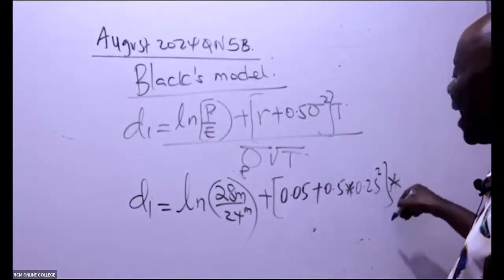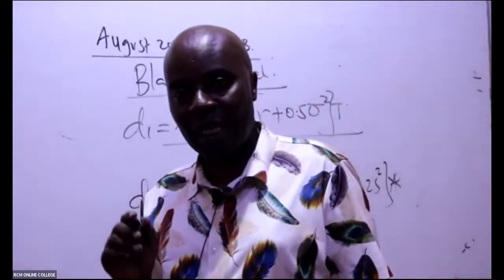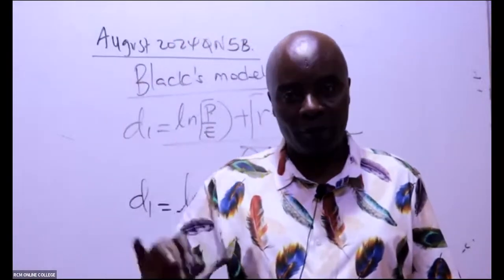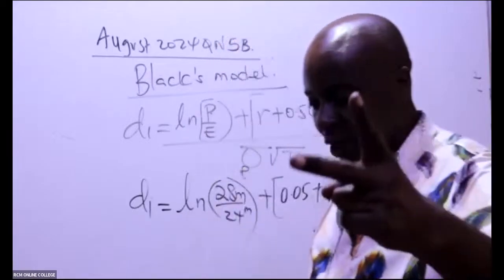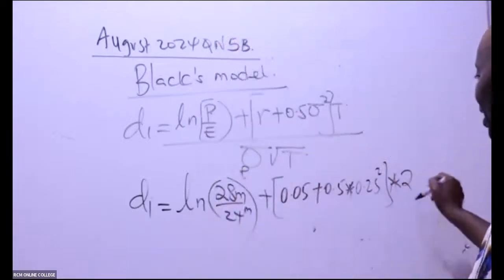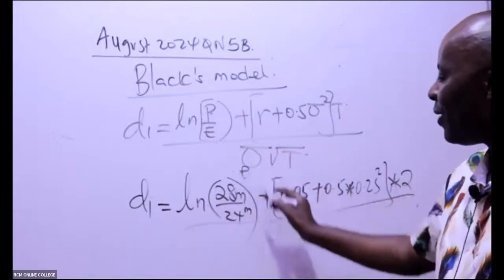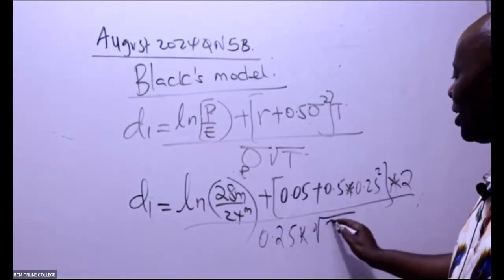Remember that T has to be in years. If they tell you the time to expiration is 6 months, take 6 months divided by 12. But here we are very lucky because we are given time as 2 years. And then now everything, you divide this by 0.25 times root of time again, which is 2.